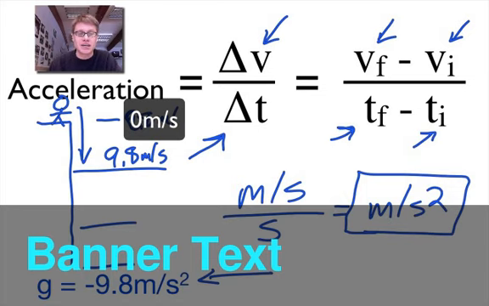Why it's negative is that, remember, on our coordinate system, up would be positive, and so this is going to be negative as we go down.